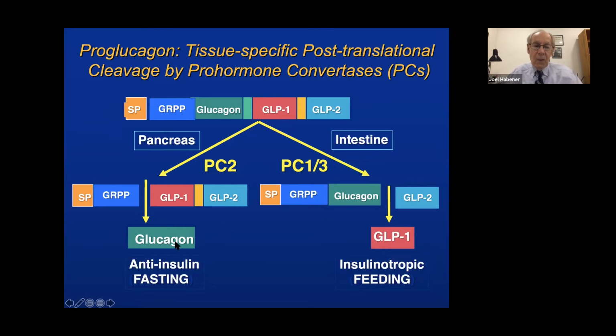And so we have glucagon, which is a hormone that has anti-insulin effects, as we showed earlier. And in the intestine, the insulinotropic peptide is involved in regulation during the feeding stage, as opposed to the fasting stage, where glucagon is the primary peptide released.